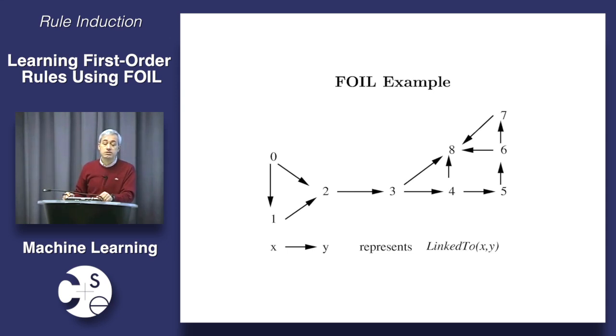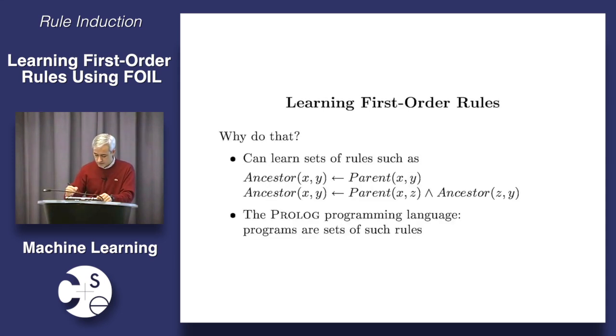Think back to the ancestor example, right? Let me put it back up. I was predicting ancestor in terms of what? Parent, yeah, and what else? Ancestor itself. That's the fun part of this. It's the recursive rule, right? As always, there's a lot of power in recursion.